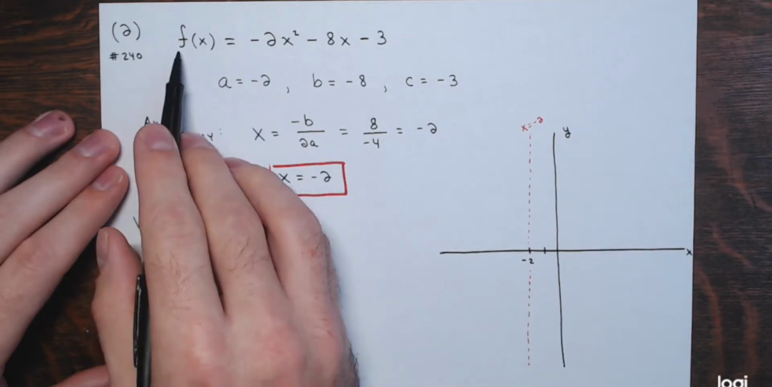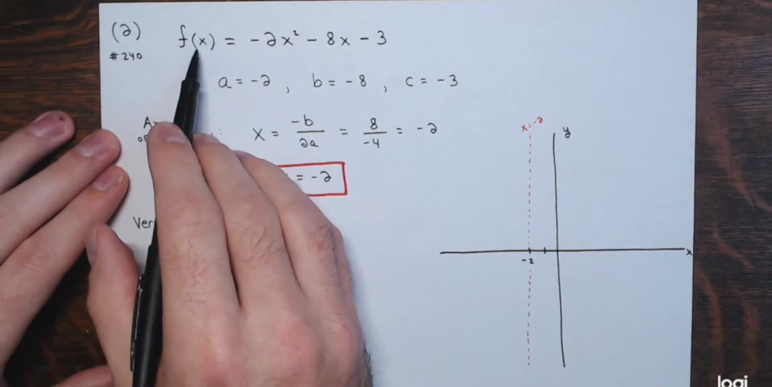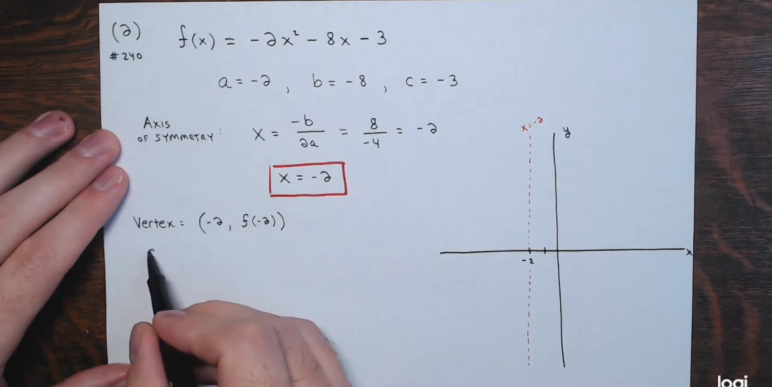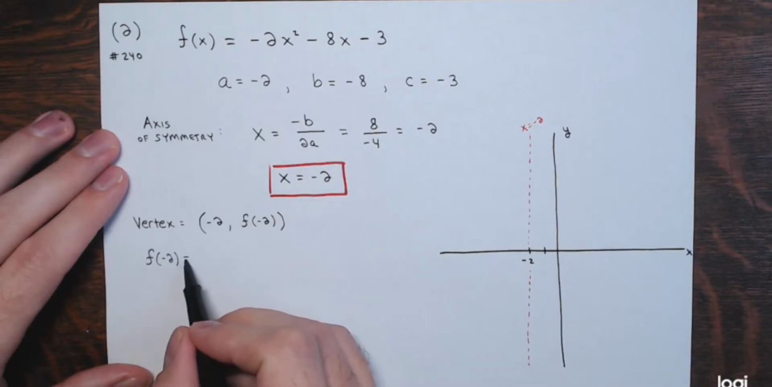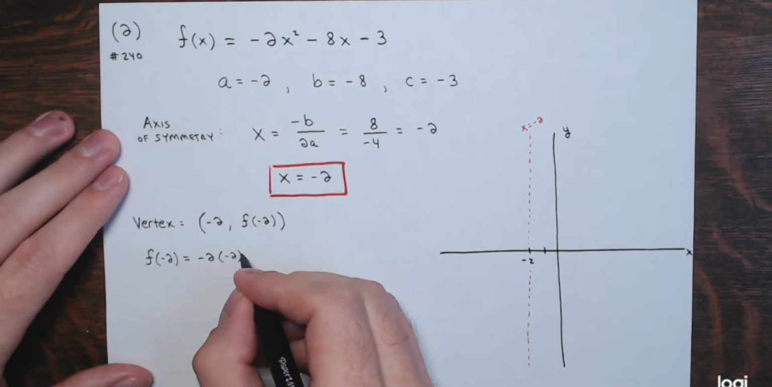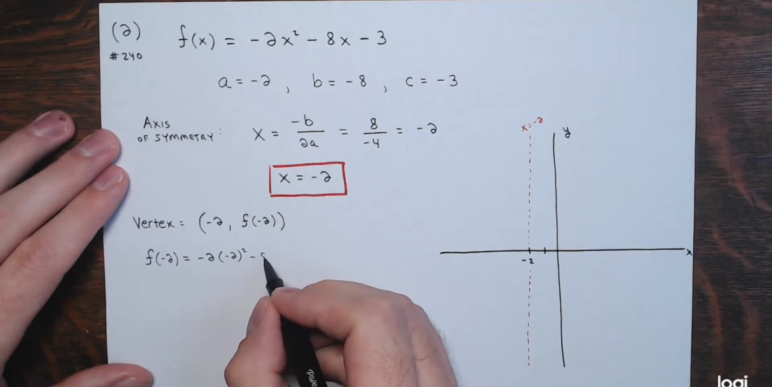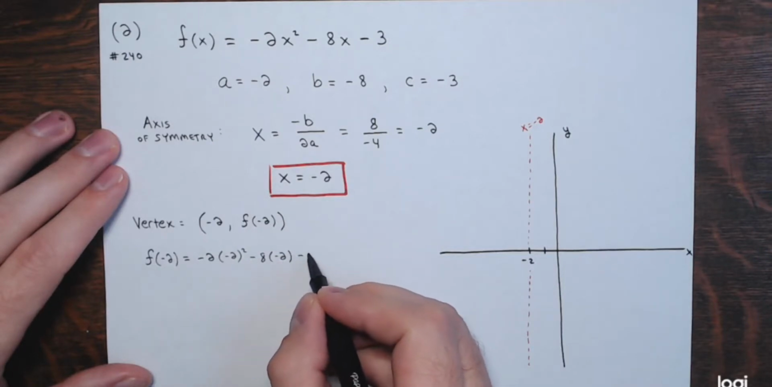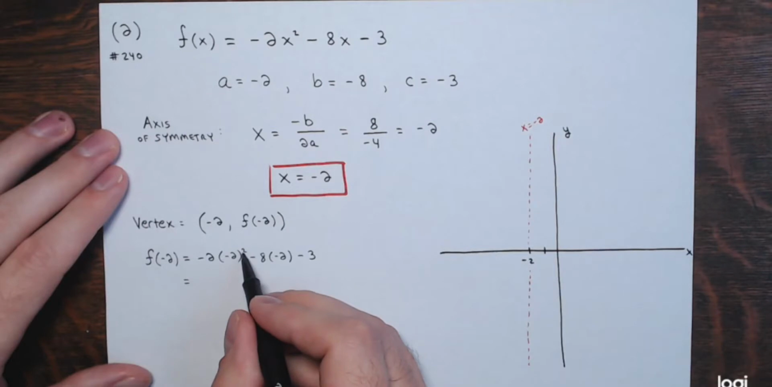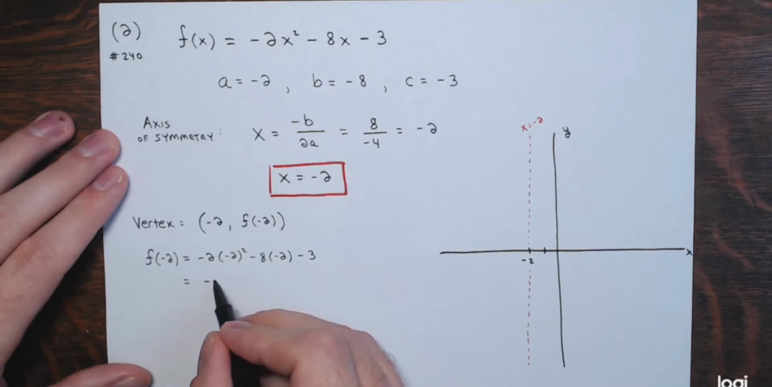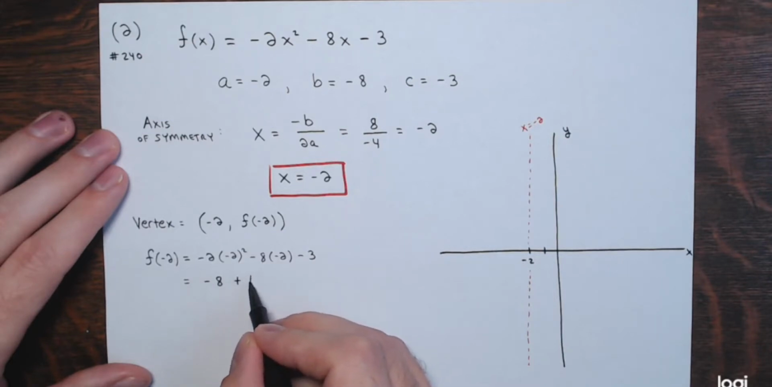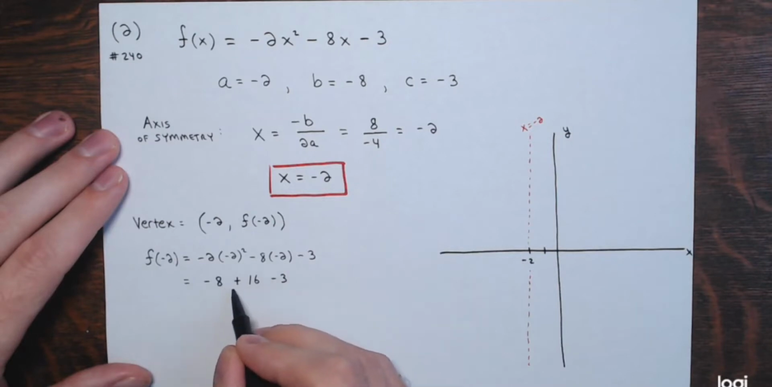And then the y-coordinate is just, what's the output when I plug -2 in? What's f of -2? So I need to find this. So f of -2 is -2 times x squared, so -2 times -2 squared, minus 8 times -2 minus 3. Remember you do powers first. -2 squared is 4. -2 times 4 is -8. Then we have -8 times -2 is +16 minus 3. This is 8 minus 3, this is 5.